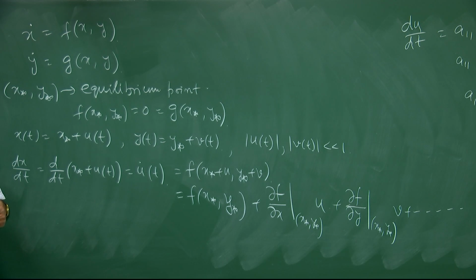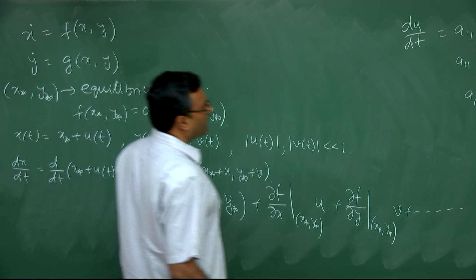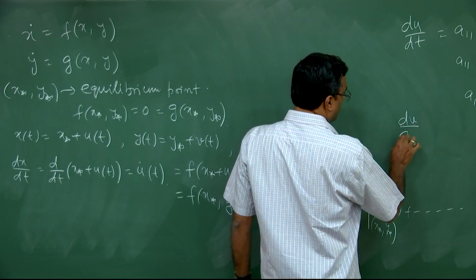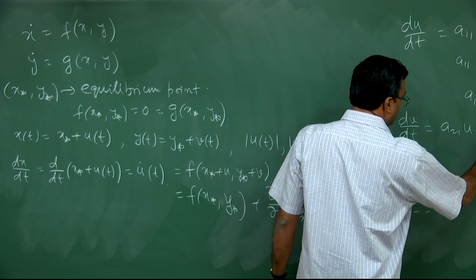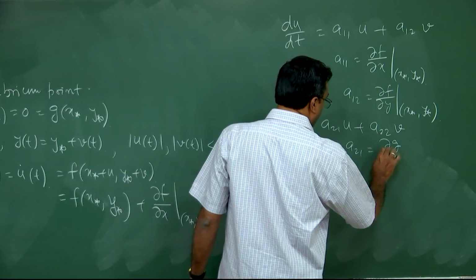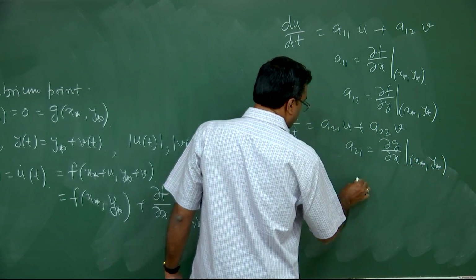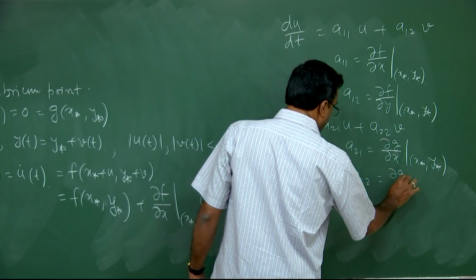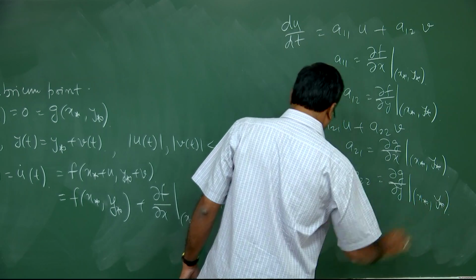If you do the same exercise for the equation y dot equal to g(x,y), analogously you can derive that the second linear equation will be dv/dt equal to a21 u plus a22 v, such that a21 is equal to del g/del x evaluated at x star, y star, and a22 is equal to del g/del y evaluated at x star, y star.